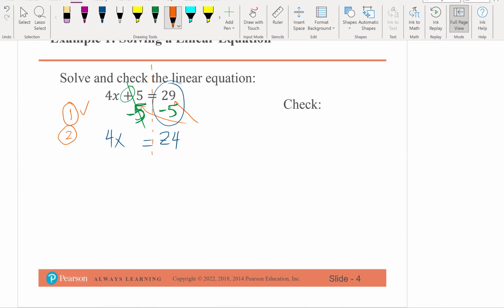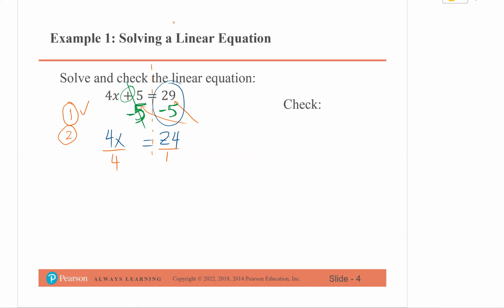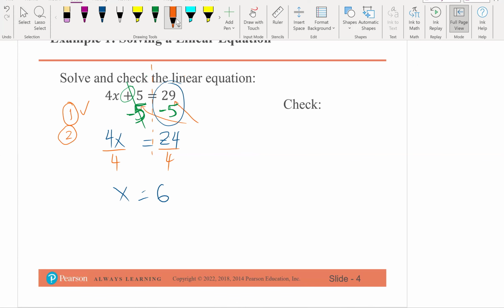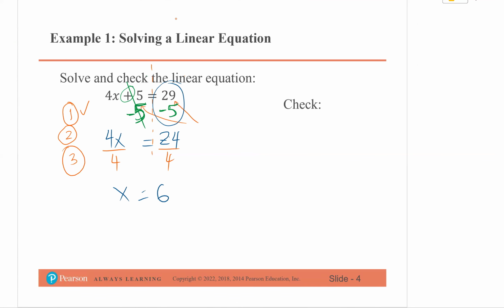Okay, now I'll divide both sides by 4. All right, that looks good. x is 6. Is that true? Yes. And I think I forgot to write, that was step 3, to divide both sides by 4. And then step 4, we didn't need to do, I'll say check, because we didn't need to interchange both sides of the equation. But you could check the answer.